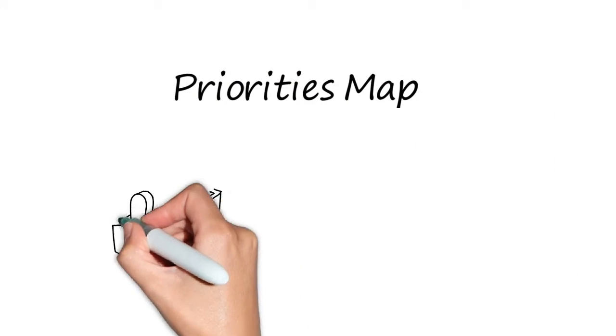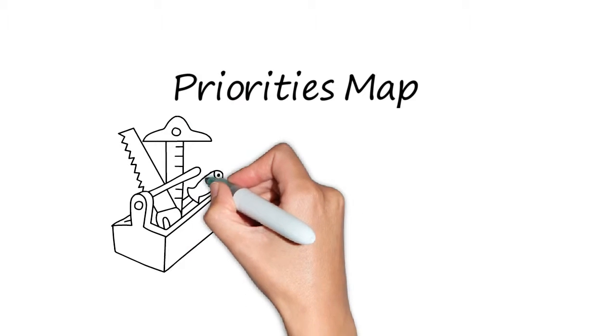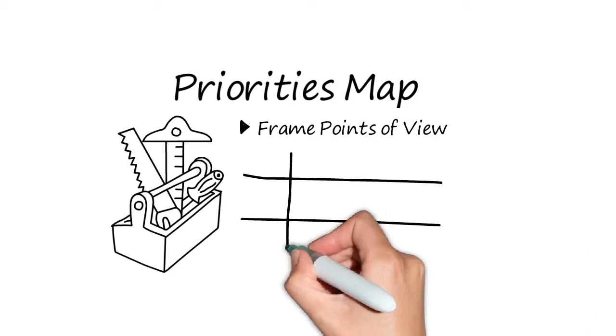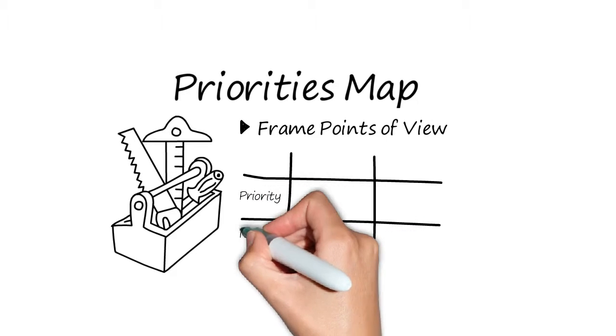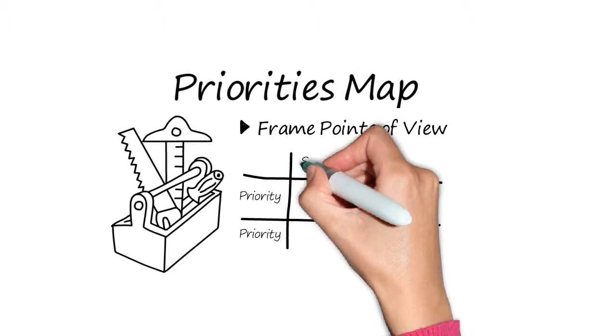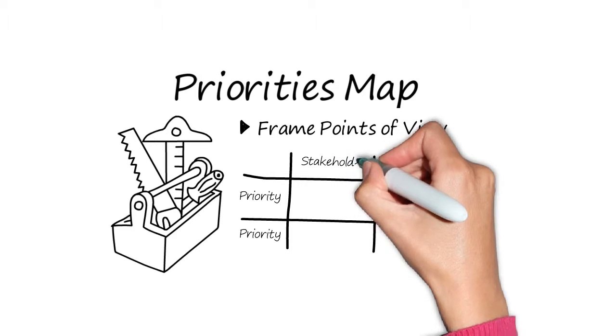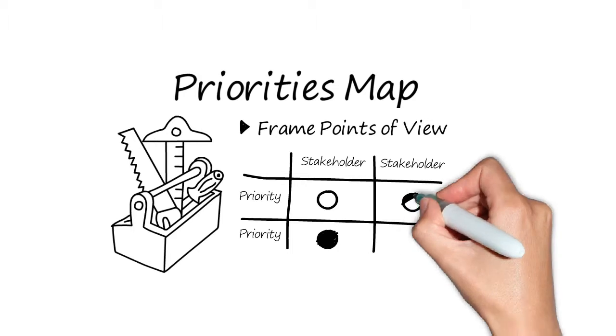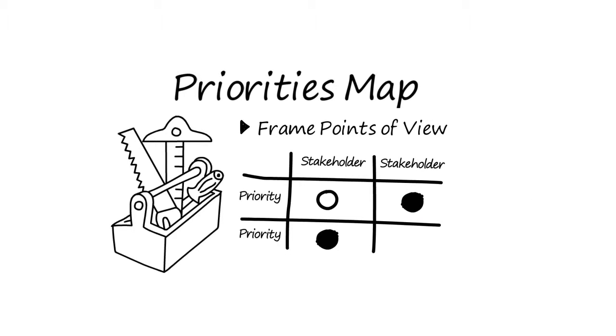We would like to introduce you to the Priorities Map, a tool used to frame points of view. If we were to sketch this out, the Priorities Map is based on a grid, with the rows representing your customers' or prospects' top-of-mind priorities or initiatives, and the columns representing the key stakeholders. The intersections allow us to identify the importance of each of the initiatives for each of the key stakeholders.